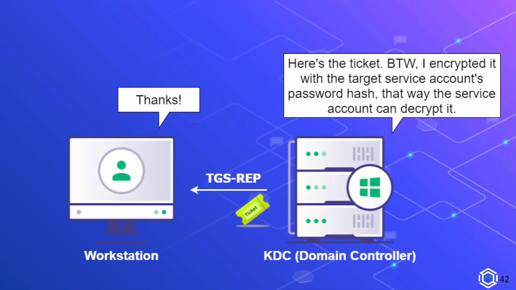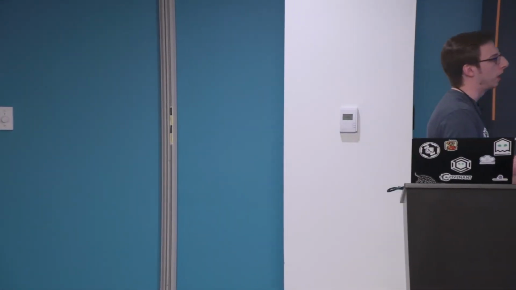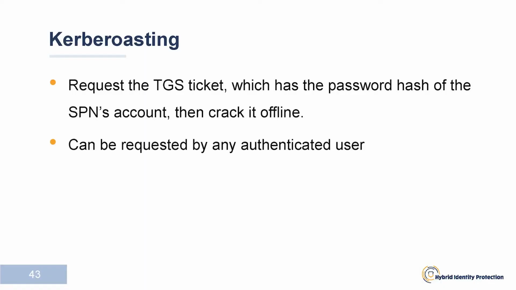So it does something interesting then. It issues you that service ticket, but it encrypts the service ticket with the target service's password hash. Why does it do that? Well, the only thing in common between the target service and the domain controller is that password hash. So it needs to prove that it can decrypt it somehow, so that's why it's there. This leads to an interesting attack called Kerberoasting, where you request a service ticket, which has the password hash of that target service, and then you crack it offline.